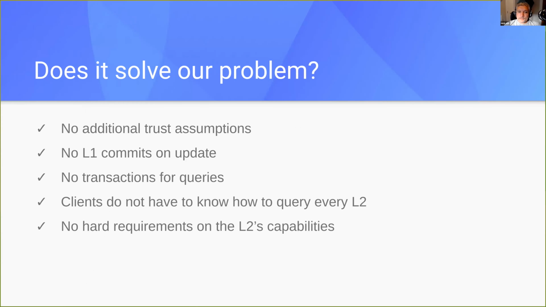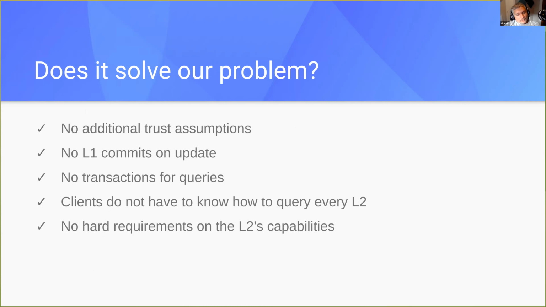So does it solve our problem? Well, we've got no additional trust assumptions because we can build a gateway and a client that verify any sort of proof we want, and we can utilize the existing infrastructure that people have built for message passing and token gateways in order to generate and verify these proofs. There's no L1 commitments on update because we're taking advantage of the existing system for serializing state routes to L1, the very thing that makes rollups work.